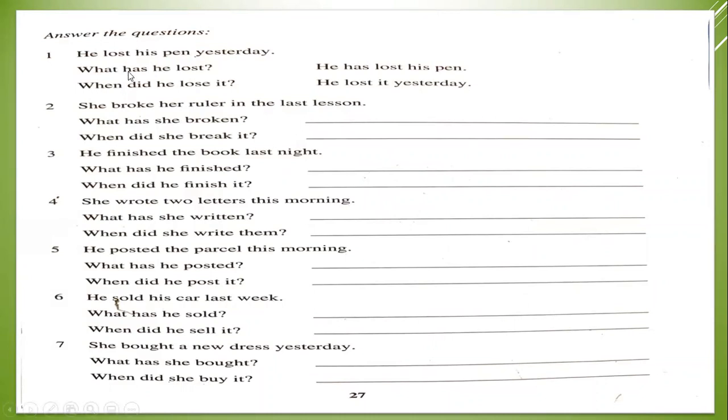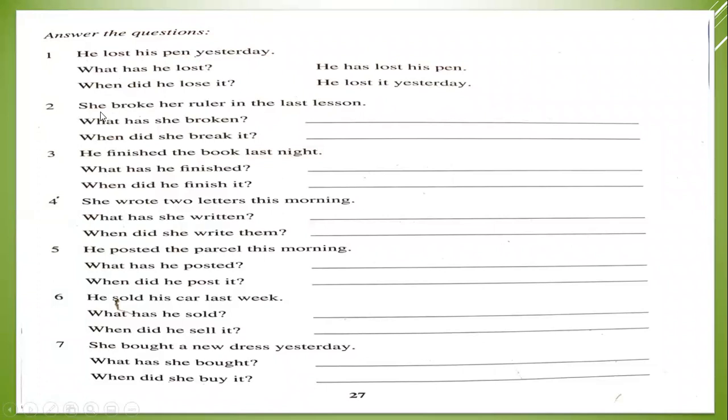Here again, they have given you the example. See it. What has he lost? He has lost his pen. When did he lose it? He lost it yesterday. First, they have given you here the simple sentence: he lost his pen yesterday. Then there are two questions. What has he lost? He has lost his pen. When did he lose it? He lost it yesterday.